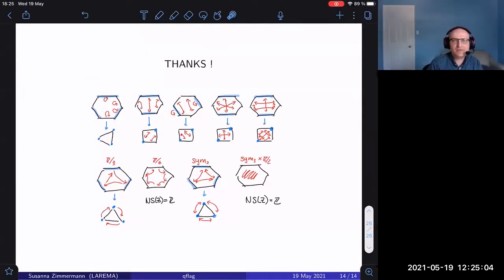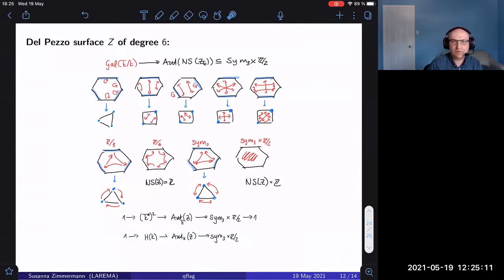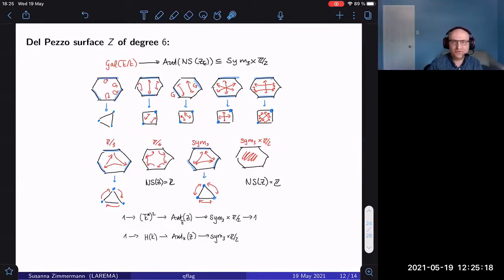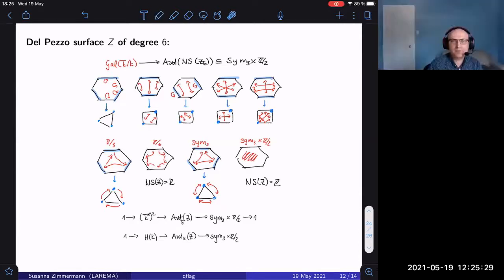So you described this nice example of del Pezzo surfaces of degree 6, but it's also known that it's very much related to toric varieties, because it's a toric variety, right? Mm-hmm. And so can you say something more general about the toric variety case? Like there's some nice combinatorics, so what can one say about this automorphism group?